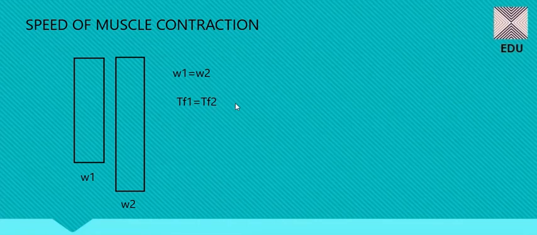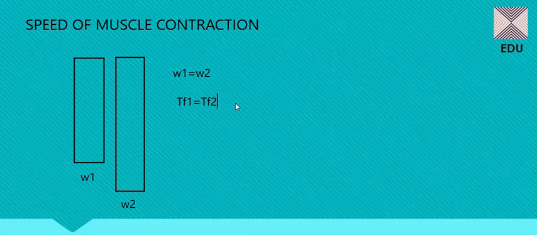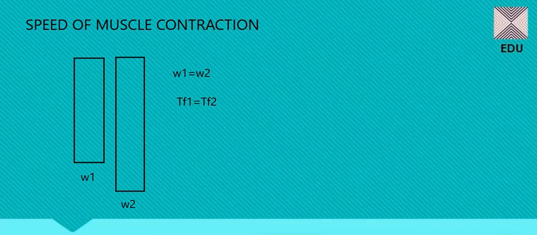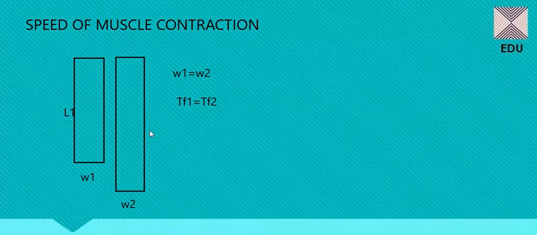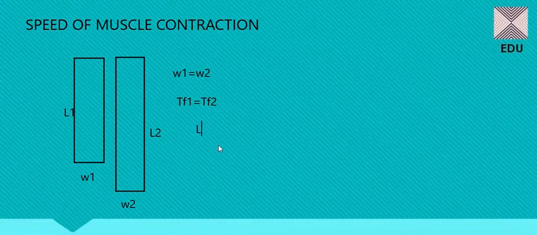Now students, my question to you is: if both the muscles are of the same width and producing the same tensile force, can there be any effect of the length of the muscle? Suppose this particular length is L1, and we have the length of this muscle as L2. Here we have L2 greater than L1.